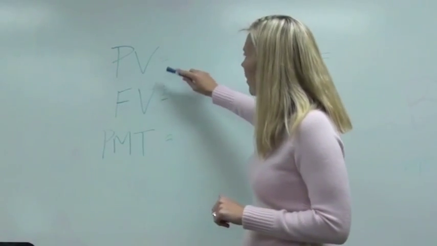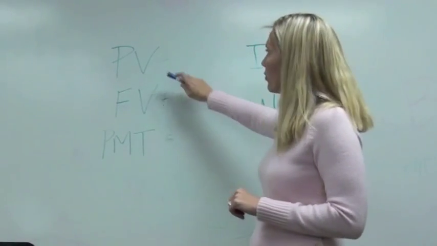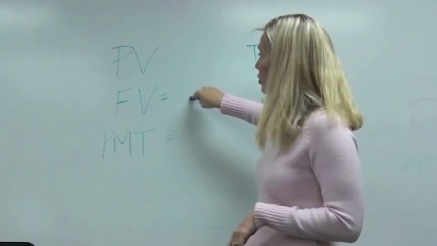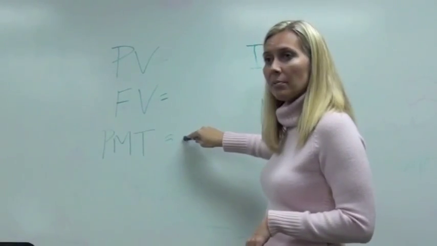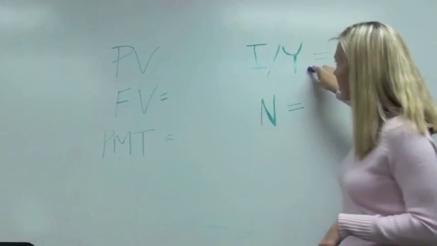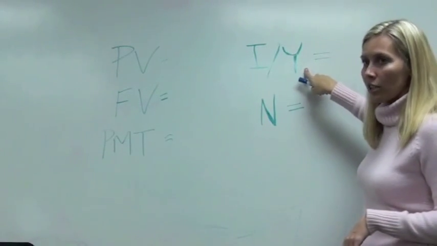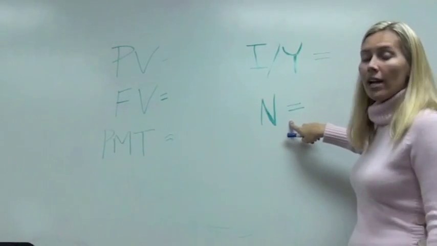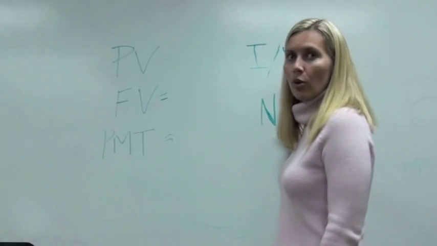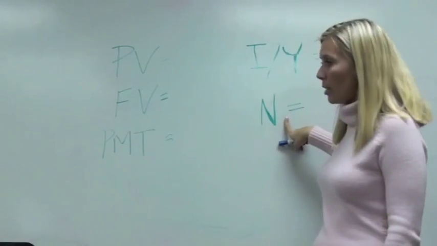So there's 5 different variables that you guys learned about. The first one's present value, then future value. This is payment, PMT. Interest is interest per year on the calculator, or NPER, depending on if you're using Excel or the calculator. This is the number of payments.